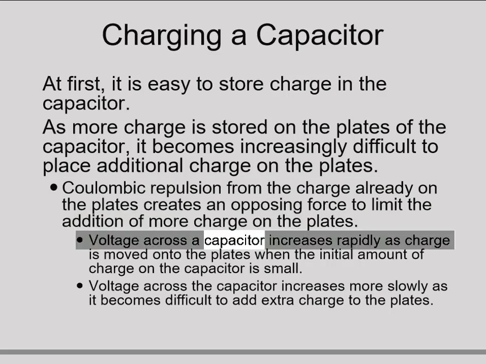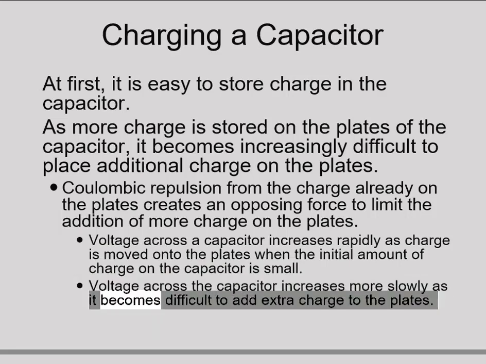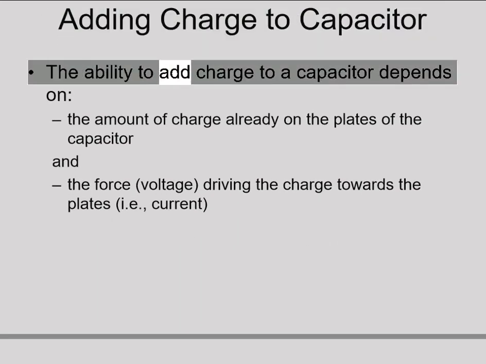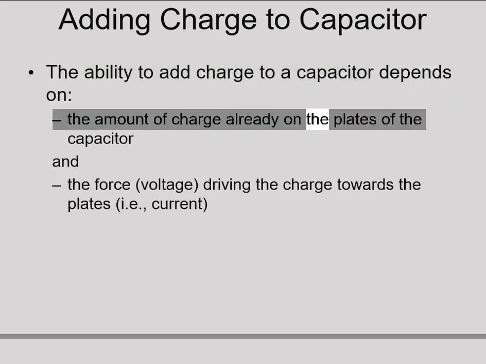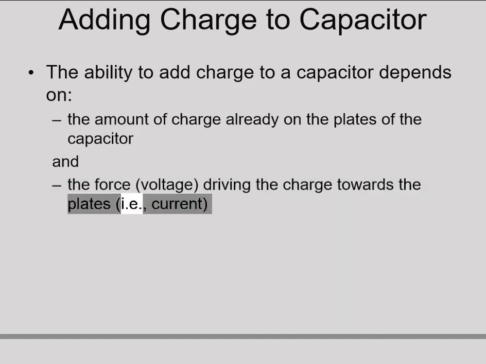Voltage across a capacitor increases rapidly as charge is moved onto the plates when the initial amount of charge on the capacitor is small. Voltage across the capacitor increases more slowly as it becomes difficult to add extra charge to the plates. Adding charge to a capacitor: the ability to add charge depends on the amount of charge already on the plates of the capacitor and the force, voltage, driving the charge towards the plates, i.e., current.